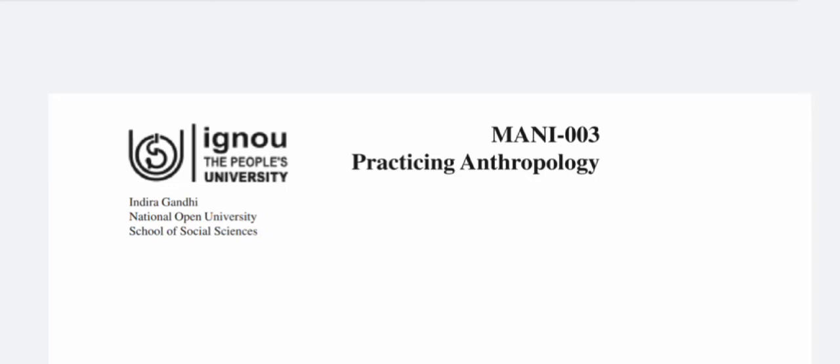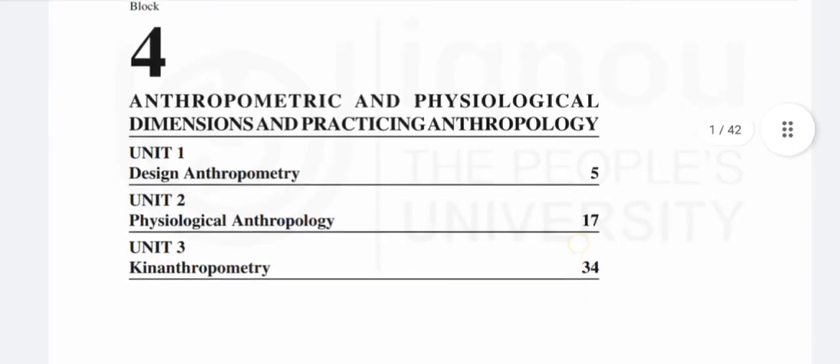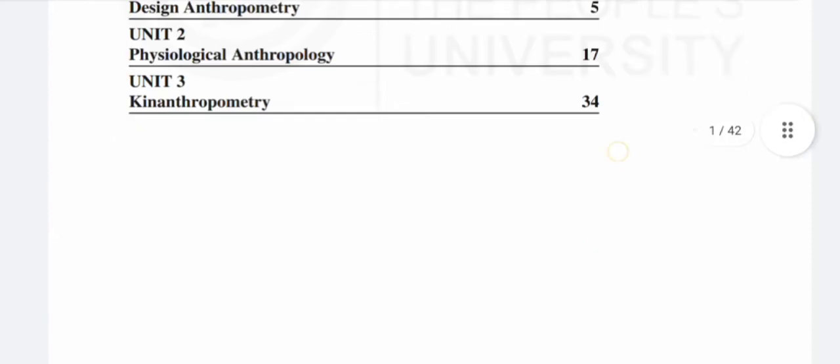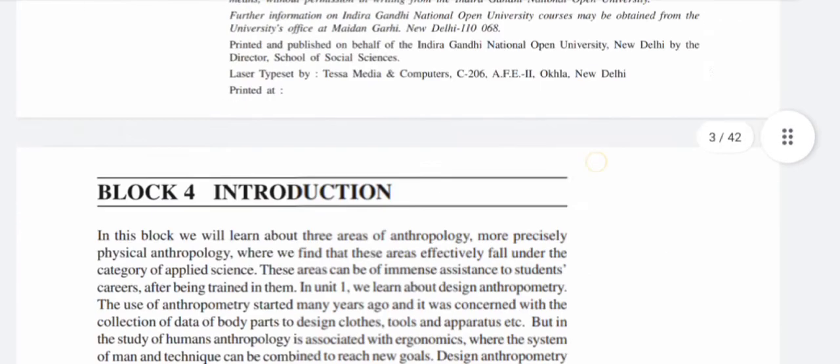Today we are going to discuss Practicing Anthropology MAAN 003, which is written by IGNOU, Indira Gandhi National Open University, School of Social Sciences. Our topic is Anthropometric and Physiological Dimensions and Practicing Anthropology. In Unit 1 we will discuss Design Anthropometry. In Unit 2 we will discuss Physiological Anthropometry. In Unit 3 we will discuss Kin Anthropometry. Let us begin the topic.